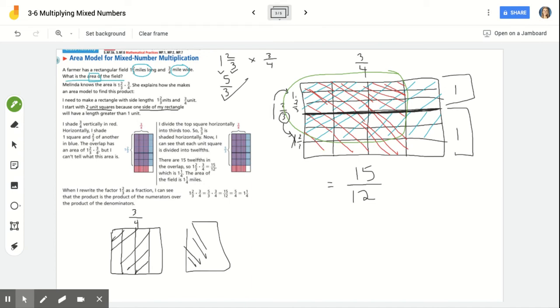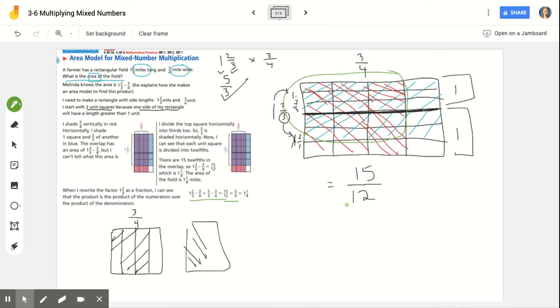1 2/3 times 3/4 is equal to 15/12. And 15/12 can be simplified. And we can use division to solve. Let's see what Melinda's thinking was. When I rewrite the factor 1 2/3 as a fraction, I can see that the product is the product of the numerators over the product of the denominators. And here was her thinking, 1 2/3 times 3/4 is equal to 5/3 times 3/4, which is equal to 15/12. She simplified 15/12 to 5/4. So how did she do that?